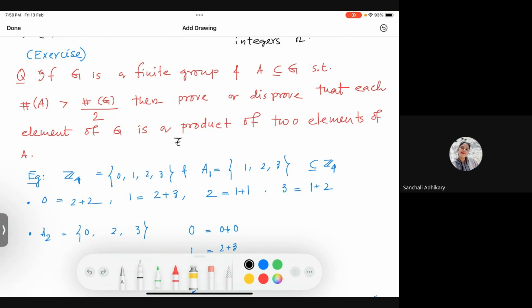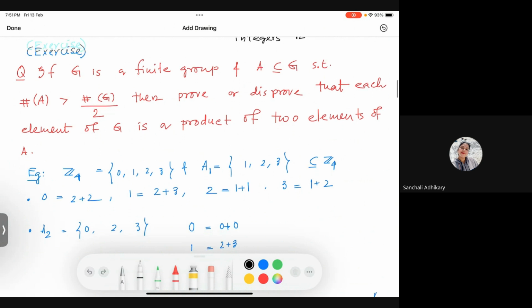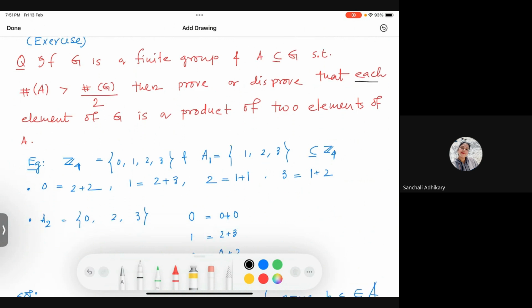Then prove or disprove: each element of G is a product of two elements of A. It means g can be written as b times c, where b and c belong to A.